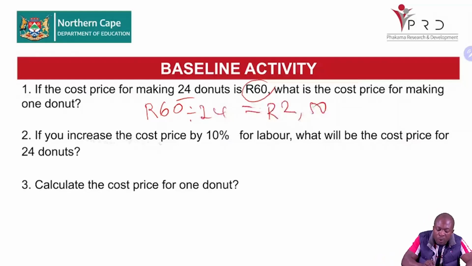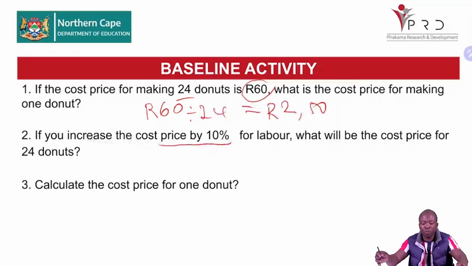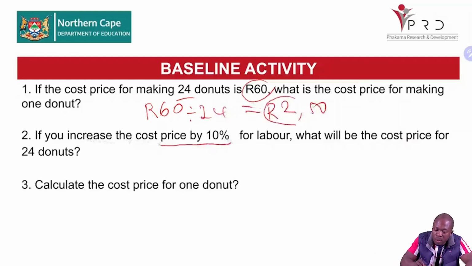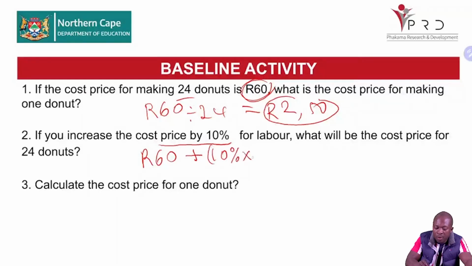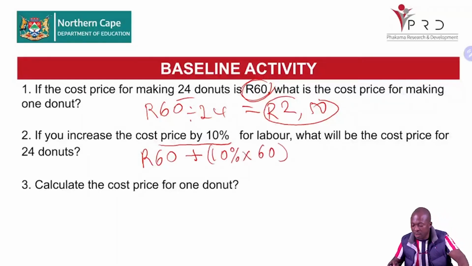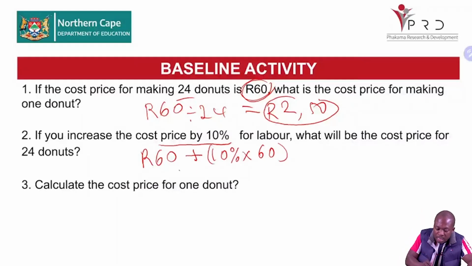If you increase the cost price by 10%, this time we are increasing the price to cover for labor, what will be the cost price for the 24 donuts? So what do we do then? We can either decide to work on the 2 Rand 50 or we work on the 60 Rand, because the 60 Rand is already for the 24 donuts. So we can take 60 Rand plus 10% of 60 Rand. Can we work together quickly? So let's press together. We have 60 plus open bracket 10 over 100 times 60, close the bracket. It means that now we are going to pay 66 Rand.